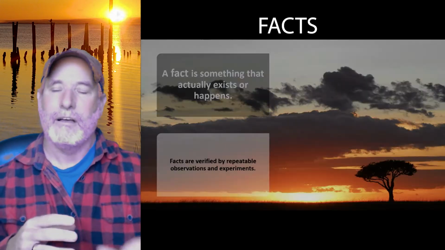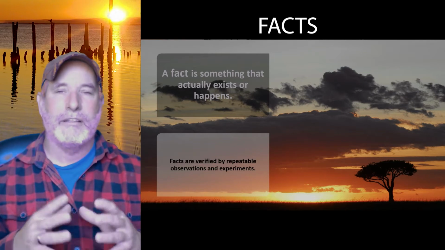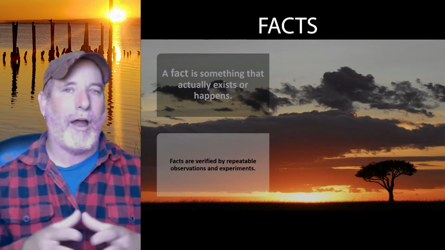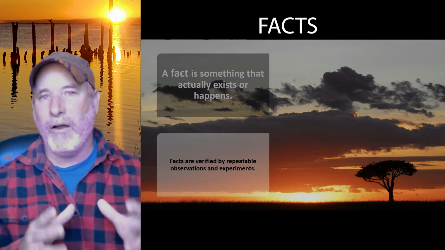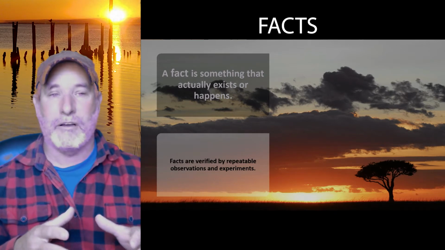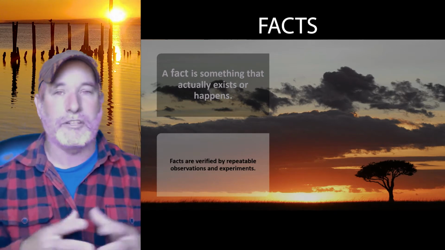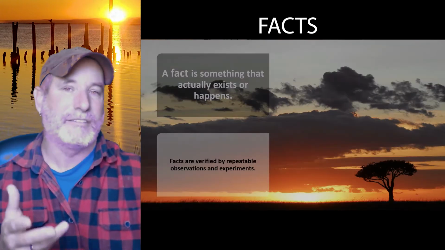Okay, let's start with a fact. A fact is something that actually exists or happens, and you can verify a fact based on repeatable observations or experiments. Fact: the sun rises in the east, it sets in the west. That's indisputable, right? We can actually watch the sun rise, watch the sun set, and even predict when it's going to happen next.